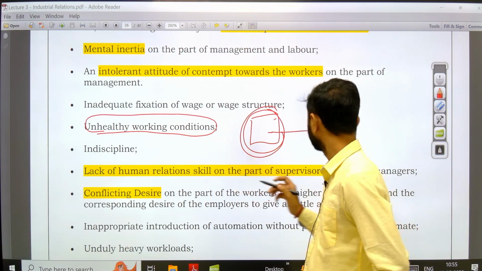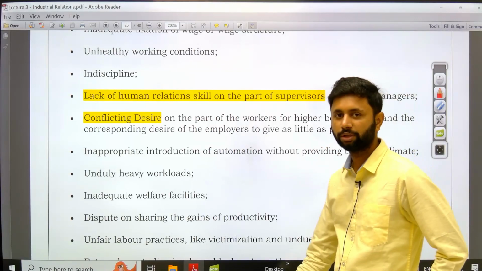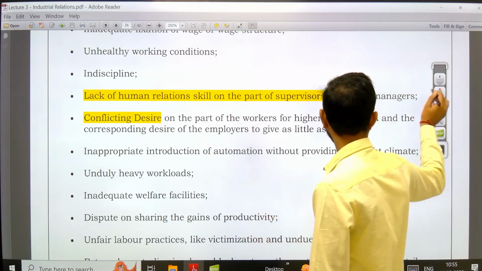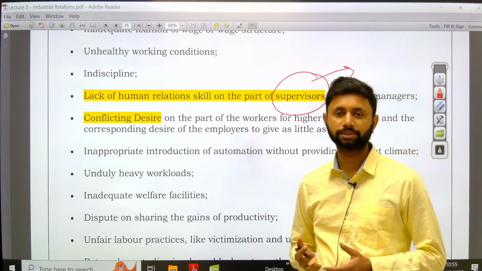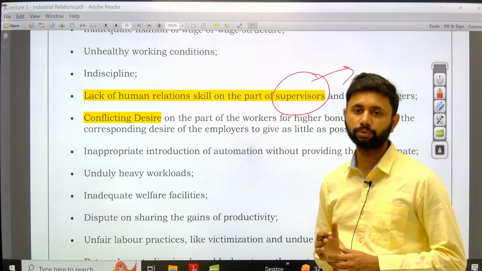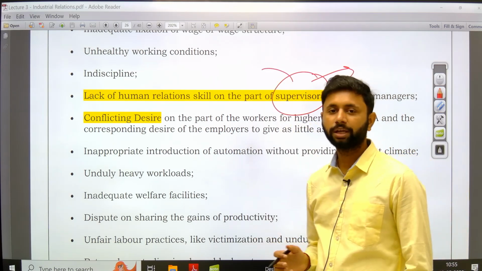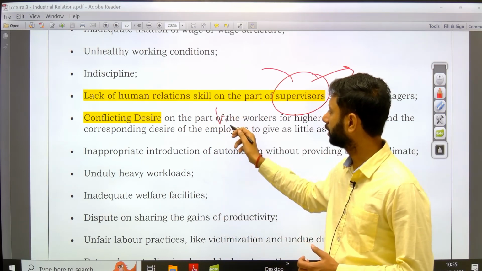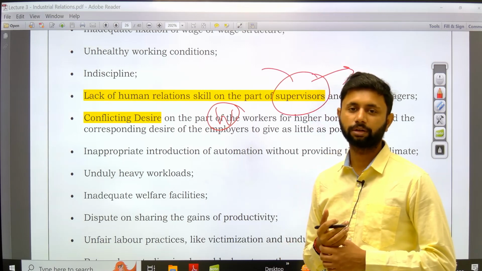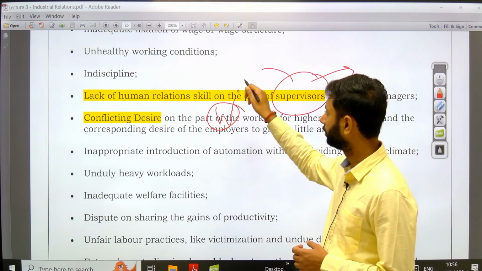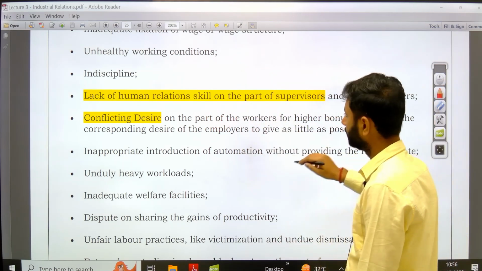So, unhealthy working conditions, indiscipline, lack of human relation skills on the part of supervisors. Management makes supervisors persons whose main objective is to increase production. And keeping that objective in mind, he doesn't treat the workers on the line as humans. He wants the workers to continuously do their work without break because the number game is very important. So these are the major issues.